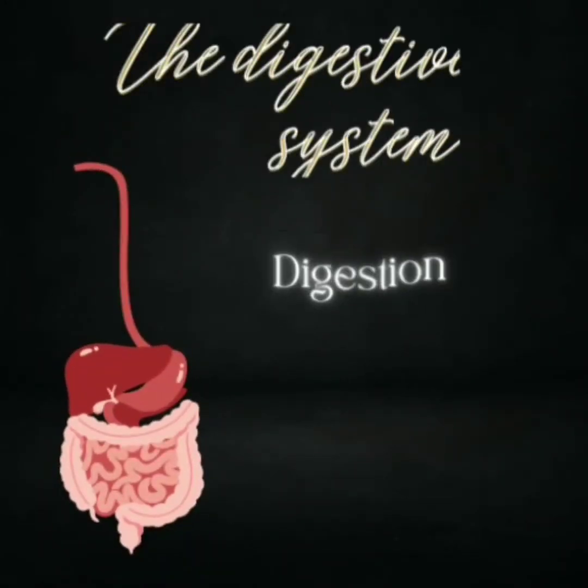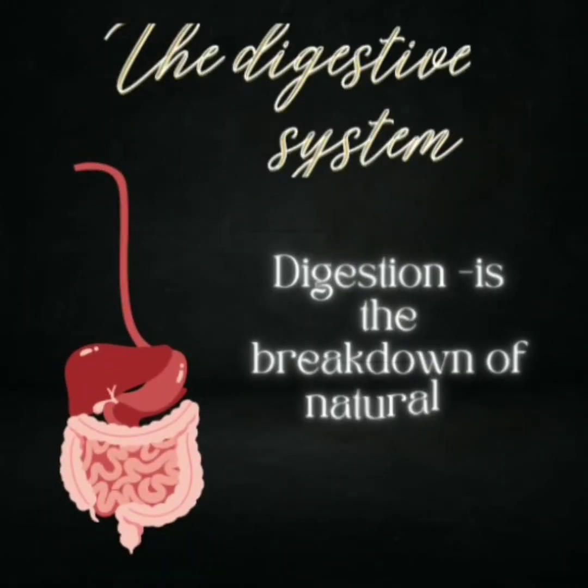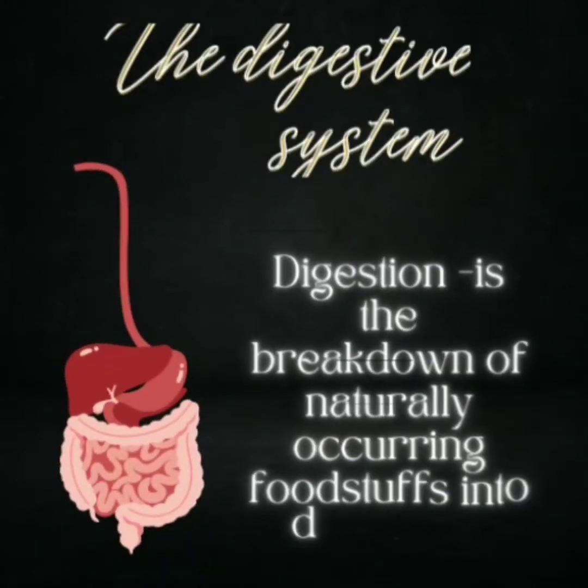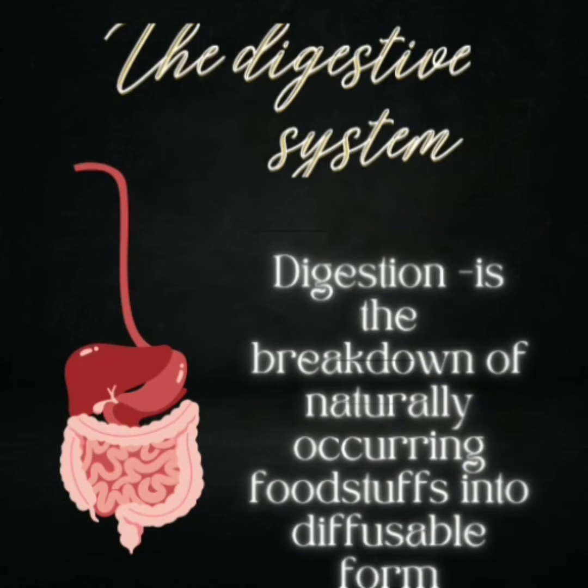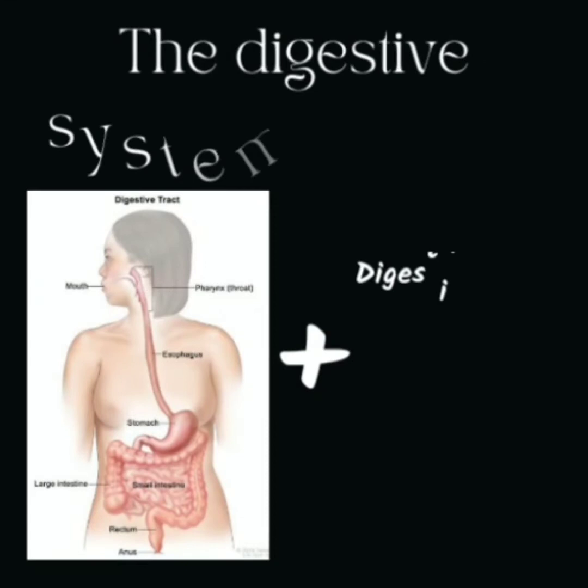The digestive system. Before going into the digestive system, it is necessary to know what digestion is. Digestion is the breakdown of naturally occurring foodstuffs into digestible forms. Now, moving on to the digestive system.